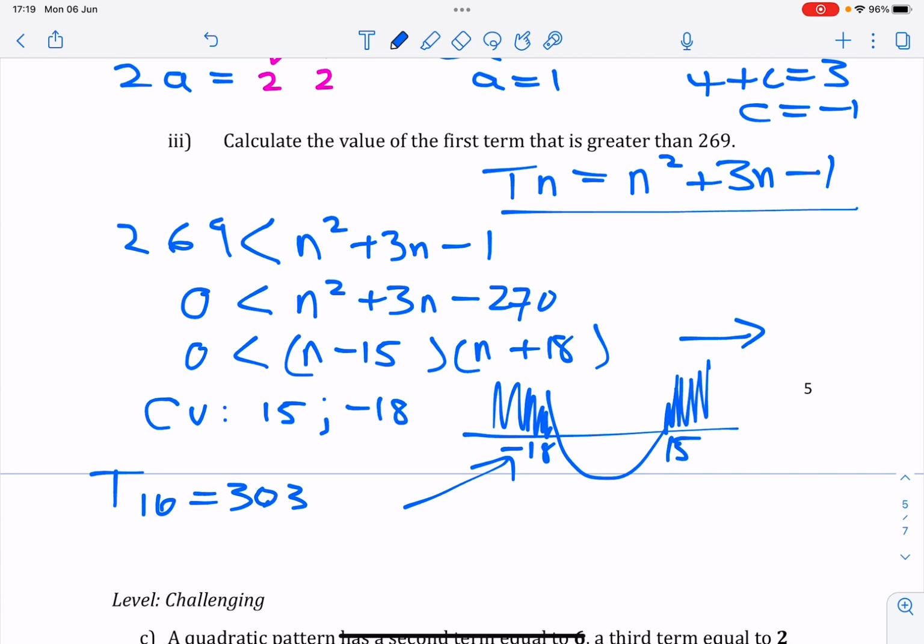And you can double check yourself. You can substitute in a value of 15 for n, and you'll see that term 15 actually comes to 269. So that's not the first term that's greater than 269 because it's equal to. It's term 16, which is 303. So there are more challenging type questions, but I will leave it here because these are the most important basics for number patterns, and I hope that this video has helped.